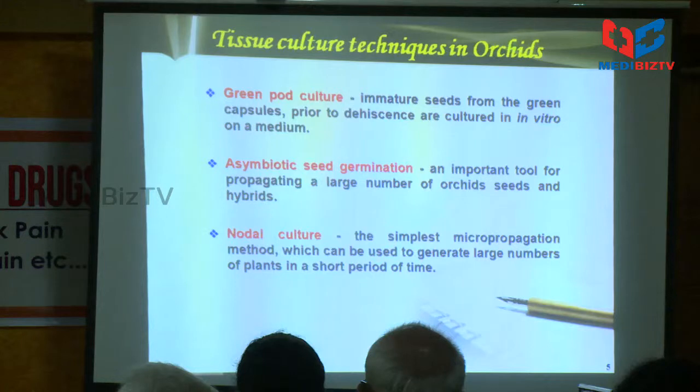Next slide. These are some of the plant tissue culture techniques in orchids. The first is green pod culture, where immature seeds from green capsules, prior to dehiscence, are cultured in vitro on a medium. Second is asymbiotic seed germination, a basic and important tool for propagating a large number of orchids and hybrids. And third is nodal culture, the simplest and most basic method of micropropagation, used to regenerate a large number of plants within a short period of time.